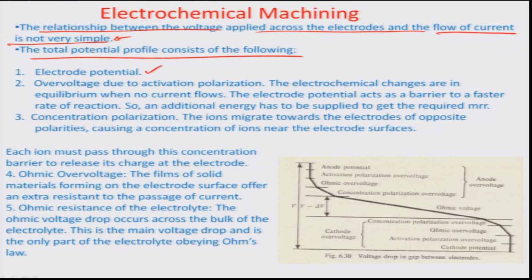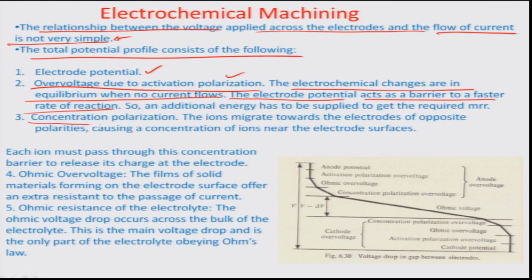One is obviously the electrode potential, the other is the over voltage due to activation polarization. The electrochemical changes are in equilibrium when no current flows. So, the electrode potential acts as a barrier to a faster rate of reaction. So, an additional energy obviously has to be supplied to get the required MRR just because of this polarization, and there is a dual layer that has to be crossed by the ions, so that particular potential has to be applied from outside. It is a sort of work done on the ion to cross over this dual layer.